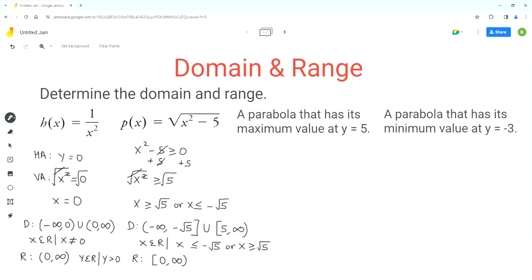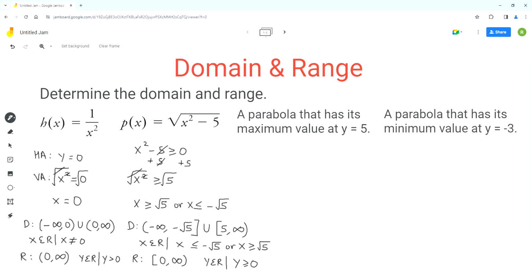And in the other notation, the range will be y ∈ ℝ, and y is greater than or equal to 0. So now we are done with this function. Now we can move on to the next one.